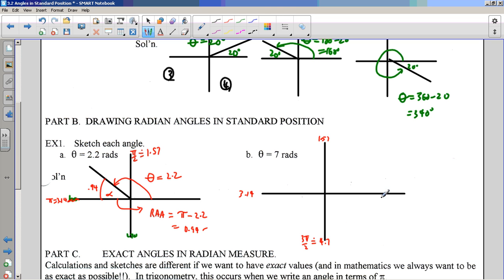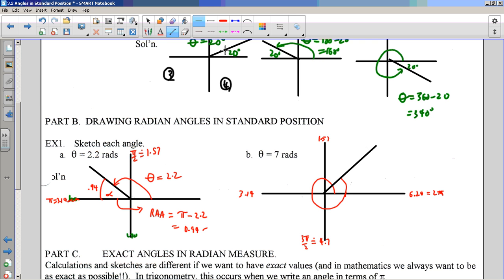And then all the way around, which is 2 pi, is 6.28, right? So this 7 radians is all the way around plus a little bit more. But notice, it's not all the way past this one, because the second lap around would be another pi over 2, which would be almost 8 radians. So I know it's somewhere in the first quadrant, one spin around.